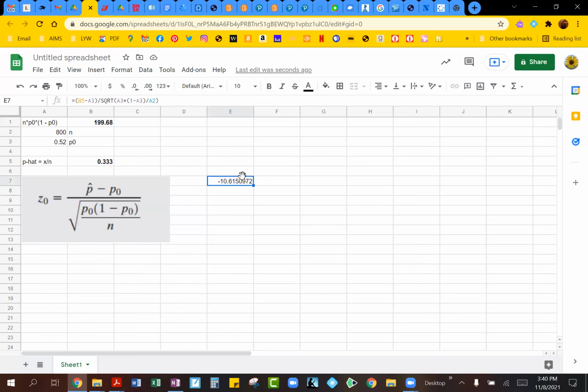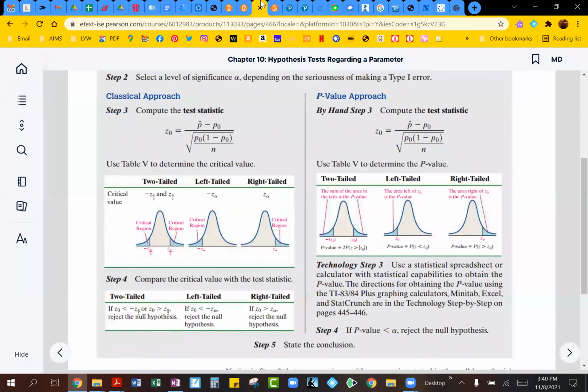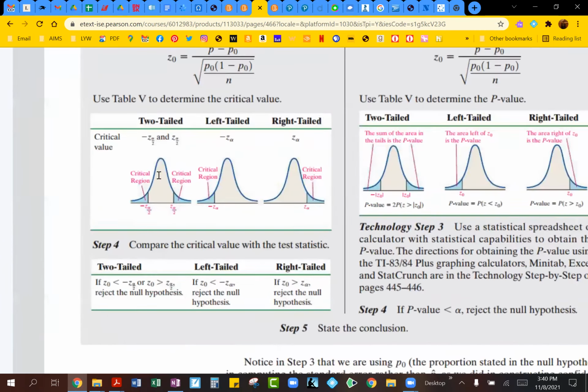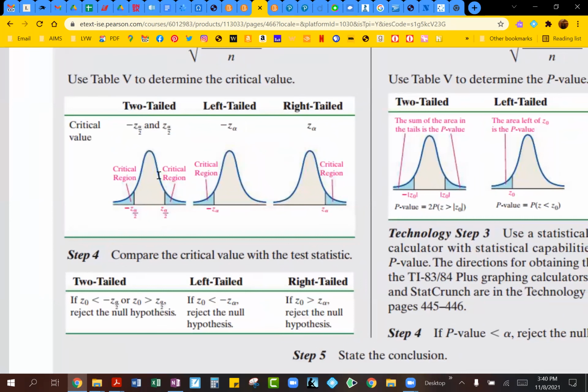But this is actually our Z statistic, and this is what we will need to compare when you are doing these hypothesis tests. So find your test statistic, and then based on our testing, are you doing two-tailed, left-tailed, right-tailed? Depending on that, you have to calculate your critical value. So you will see when we are doing our two-tailed, you're looking for a critical value of plus or minus Z sub alpha divided by 2. Now the alpha value is given to us in the problem itself. So this will be alpha divided by 2.